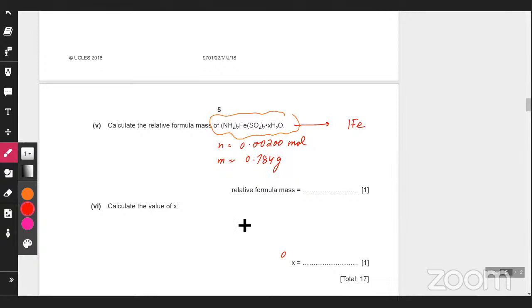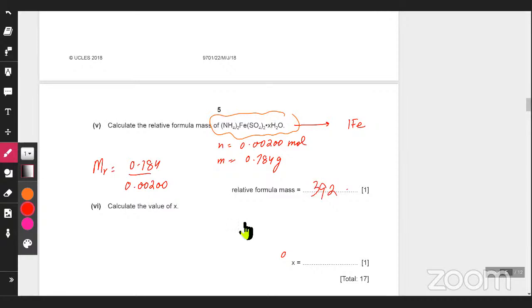So how do you find the formula mass? Moles is mass divided by Mr, so Mr is mass divided by moles. So it would be 0.784 divided by 0.00200. So 0.784 divided by 0.002, and that gives me 392.